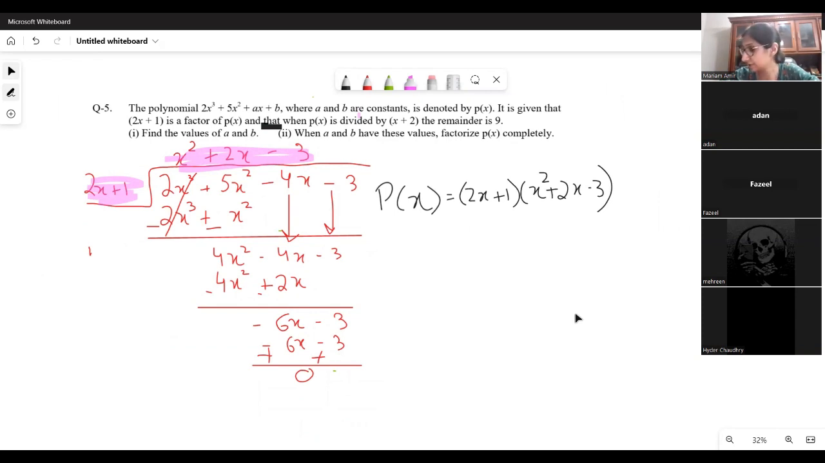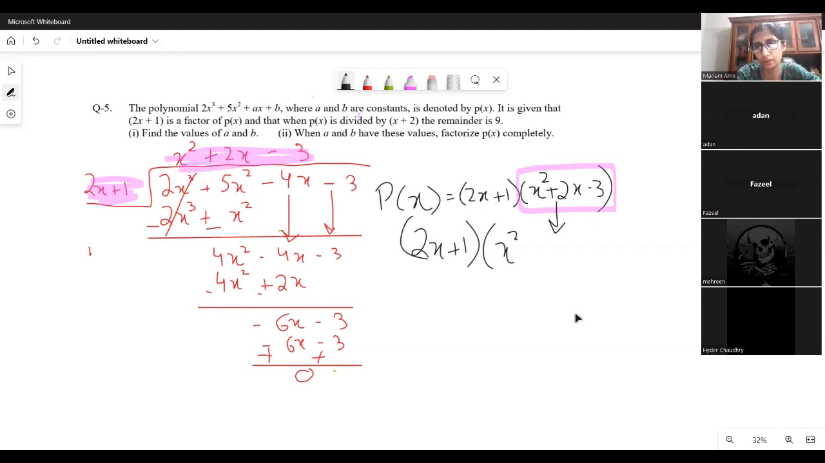We're not completely done. This can be further factorized. How can we further factorize this? X plus 3 and x minus 1. Exactly. So this would be 2x plus 1. And then we'll further do middle term breaking of this.